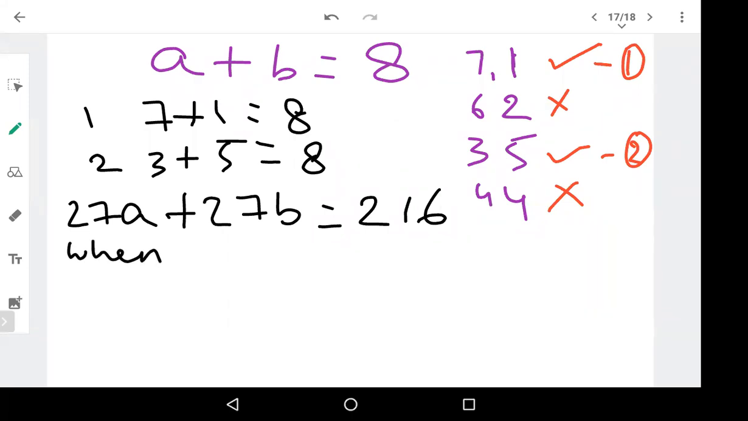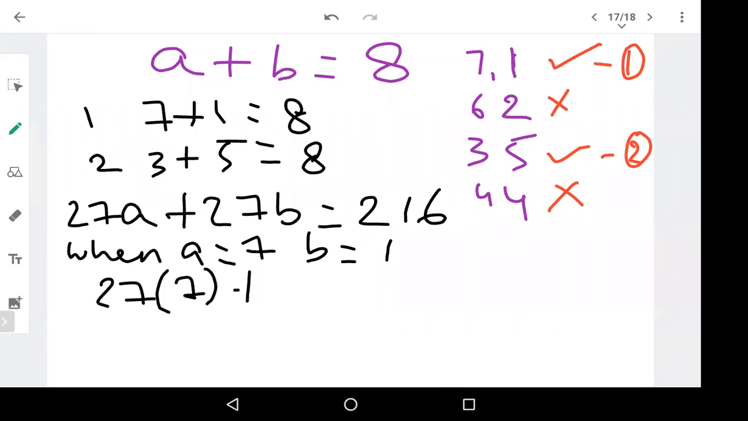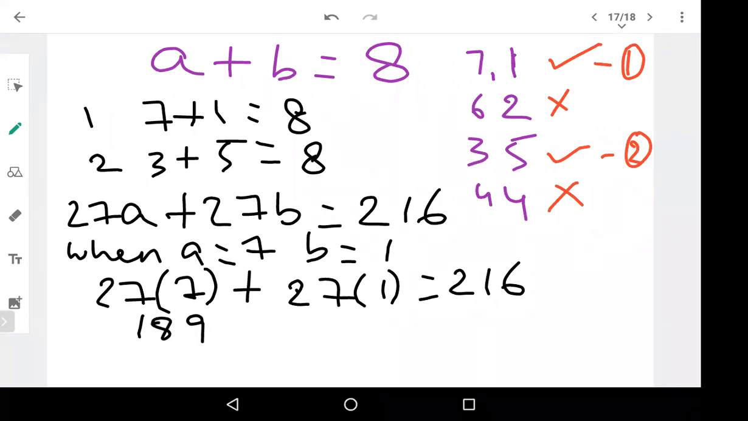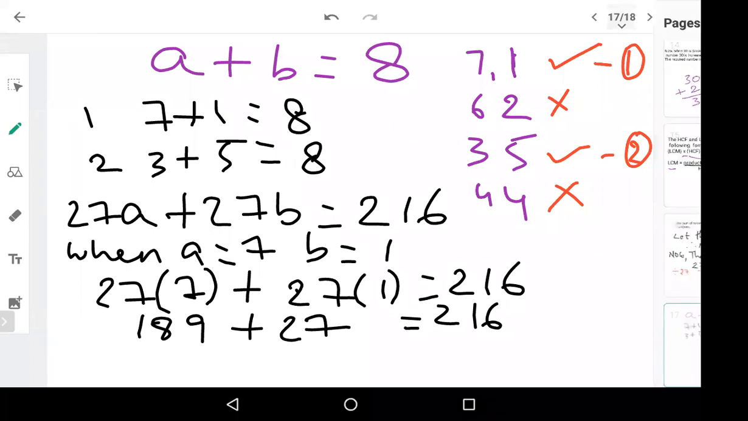When a is equal to 7, b is equal to 1: 27 into 7 plus 27 into 1 is equal to 216. Please check if you will get the answer. What is 27 into 7? 189, plus 27. 189 plus 27 is 216. This also is coming. No problem. Let us use the same thing with the other.